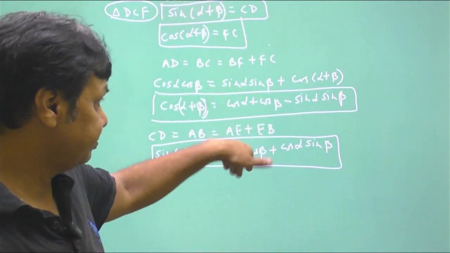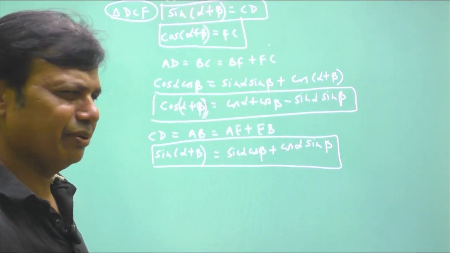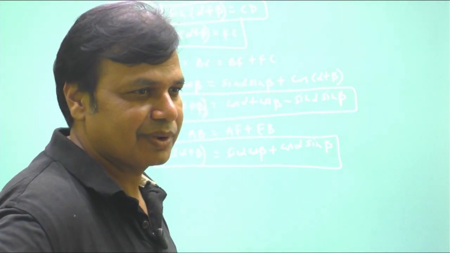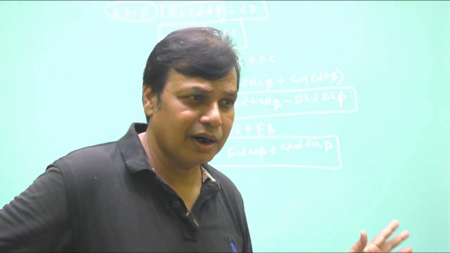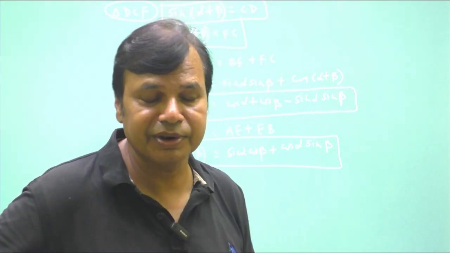These are called sum rules. So you can see you have sin alpha plus beta and cos alpha plus beta.